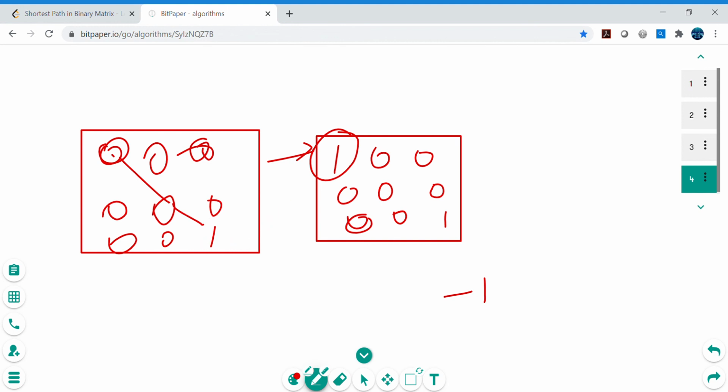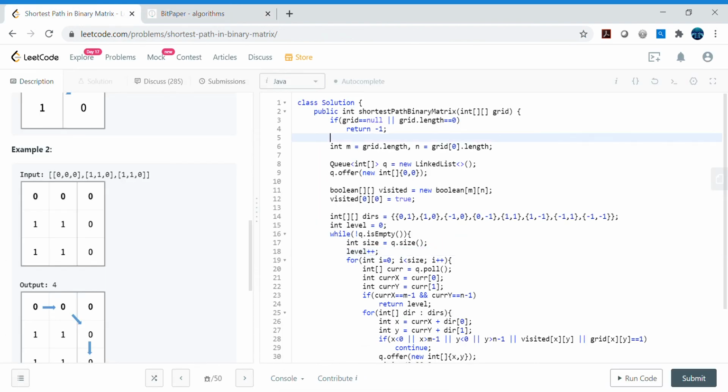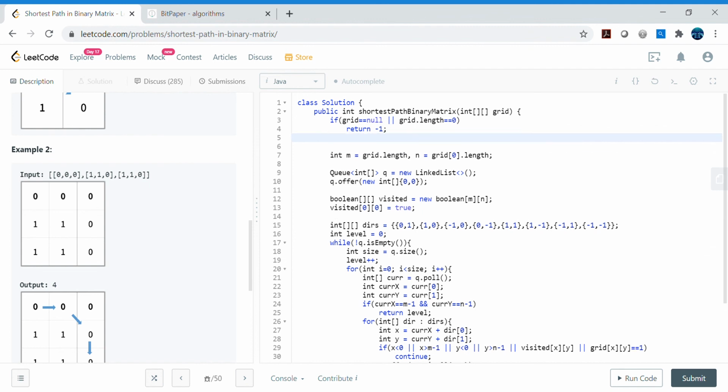So the top left is 1, not 0, right? So 0 is where we can move, right? But if it is 1, we cannot move. So if top left is 1 or bottom right is 1, then it is the invalid case, and we need to return -1. So let's go ahead and handle that case as well in our code. What does that mean? How will we handle it?